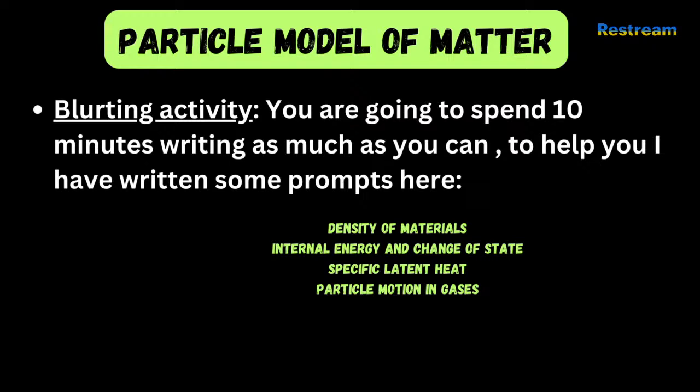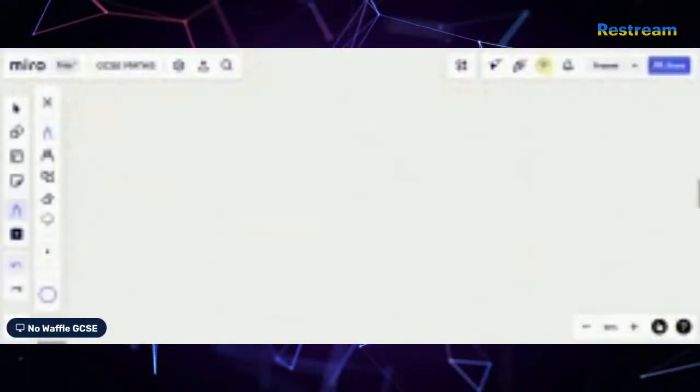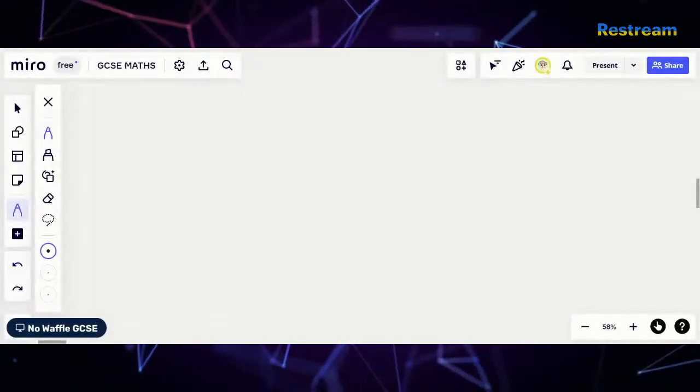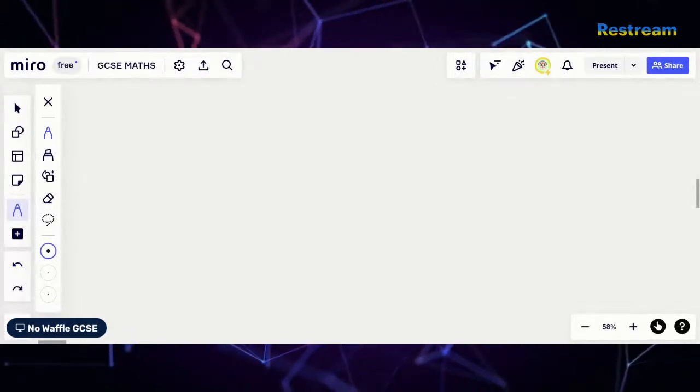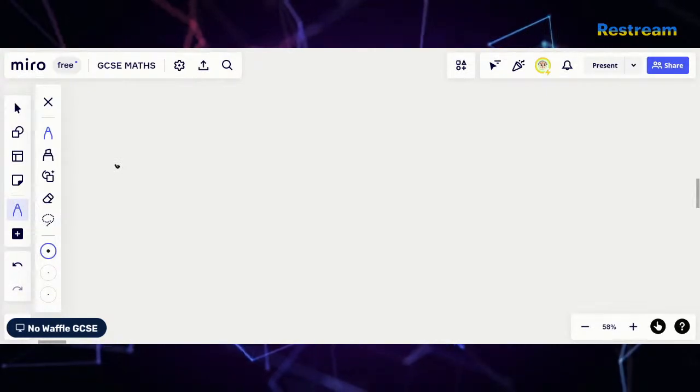So, first of all, starting off with density. There's a key equation for density, which hopefully you should know. Density is equal to mass over volume. That's the first equation. Let me share the screen with you. There are just a few key principles in this topic, which I will bullet point for you.